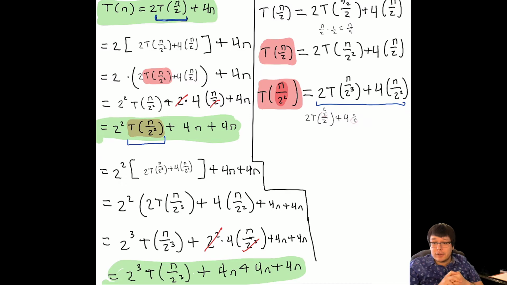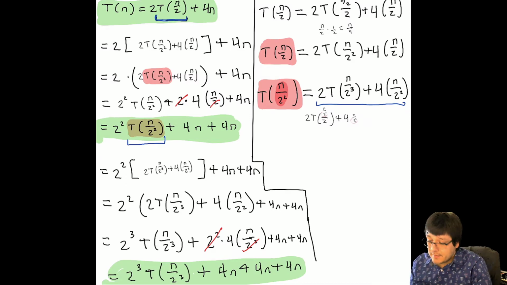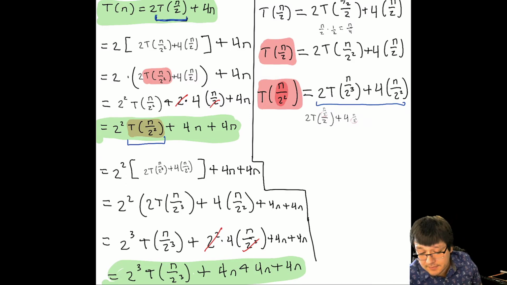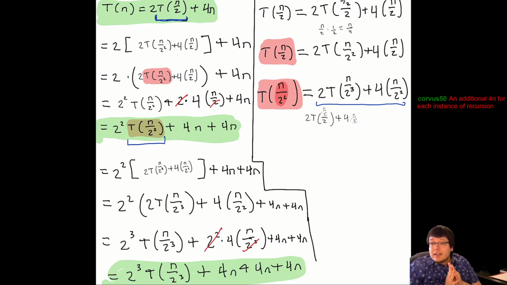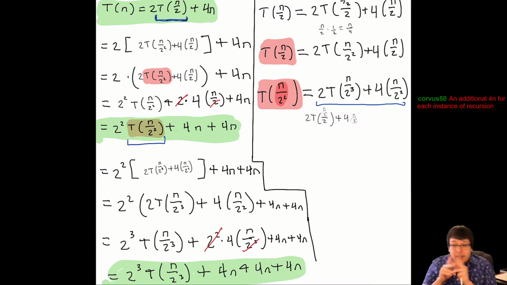So I'll let you guys answer on chat. I'm guessing there's a delay, so I'll tell you. Oh, here we go. An additional 4n for each instance of the recursion. That is indeed correct. We are indeed getting an extra term of 4n.